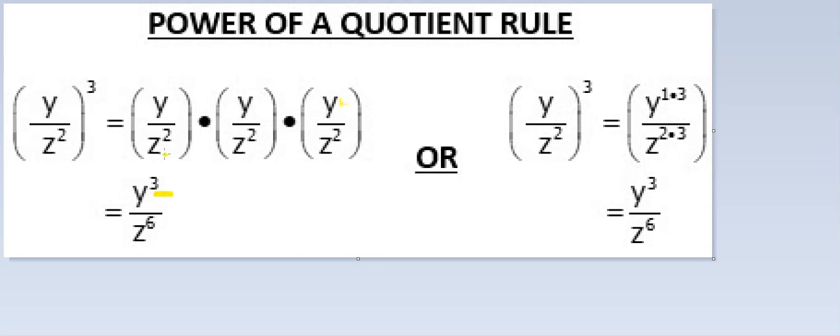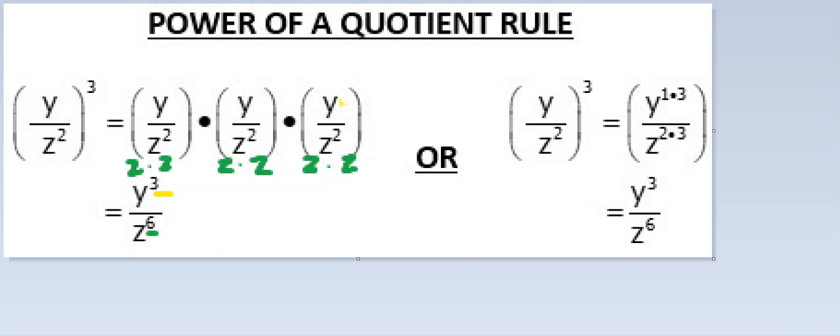In my denominator, I have z squared, z squared, z squared. And we know that z squared means z times z, z times z, z times z. How many z's do I have? I have 1, 2, 3, 4, 5, 6 z's. So that's how I got z to the 6th power in my denominator, the bottom of my fraction.